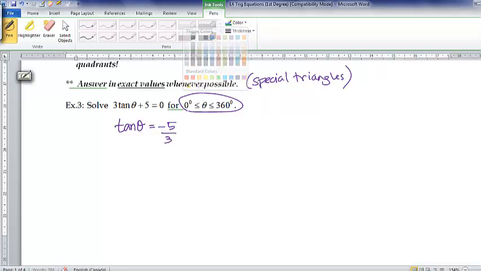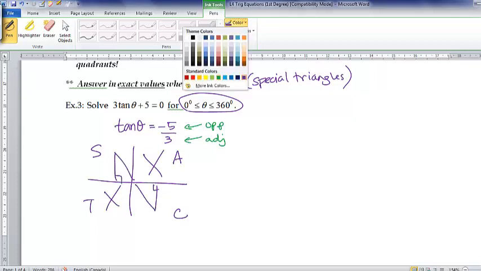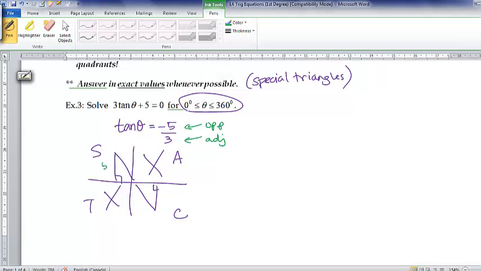So tan function, so I know that this side is the opposite, this side is the adjacent. So I'm going to figure out my quadrants. Tangent negative. So ASTC tells me I'm in 2 and 4. So draw your triangles there. And then you can fill in the sides as well. Opposite side here is 5. And adjacent side is 3.